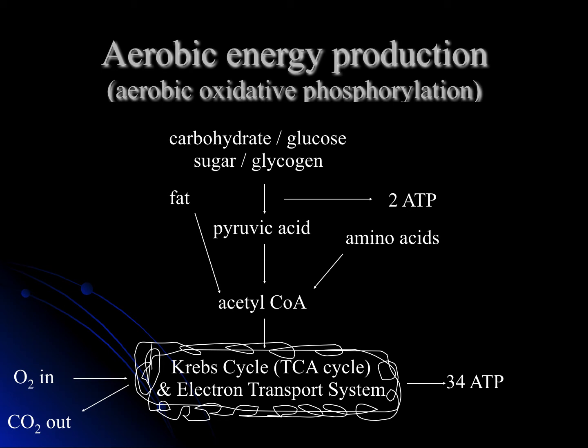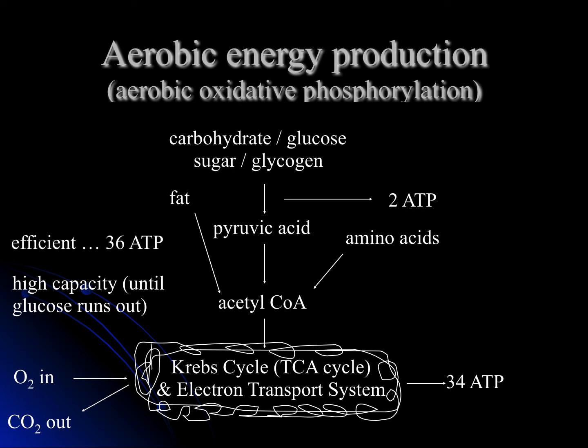Then we discussed what are the advantages of this system. High capacity. You can produce energy aerobically until you run out of glucose. And that in our parlance is fats burn in the carbohydrate flame, so you can keep going as long as you've got carbohydrate. So high capacity. It's efficient, meaning you get lots of ATP from one glucose.